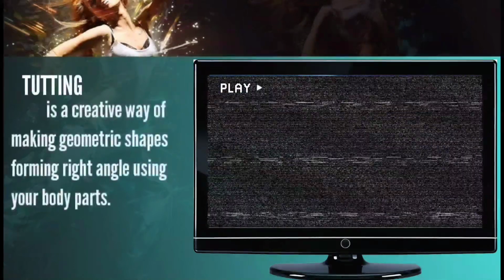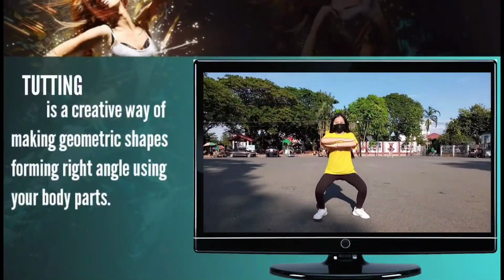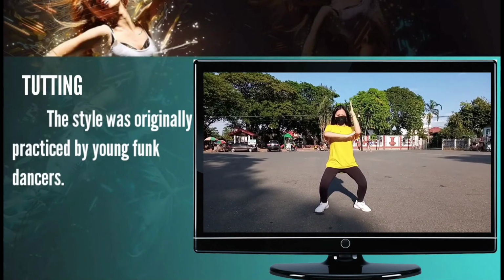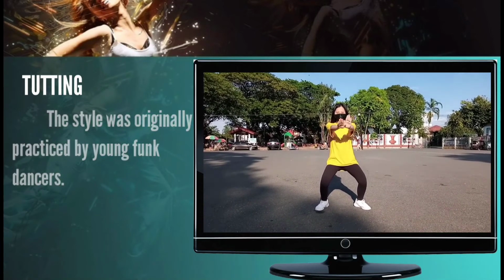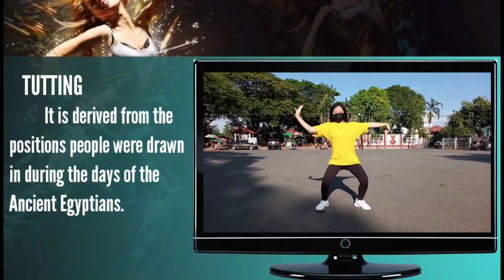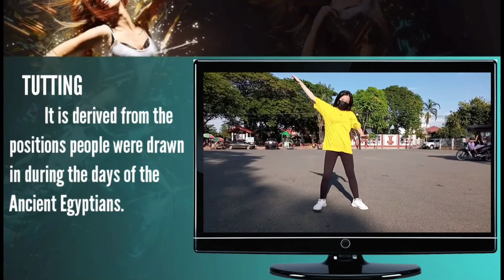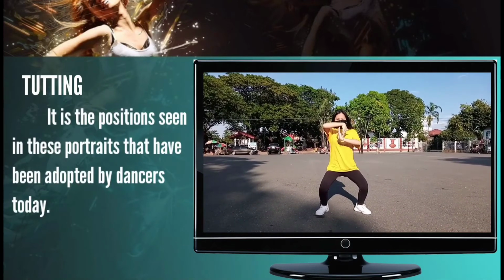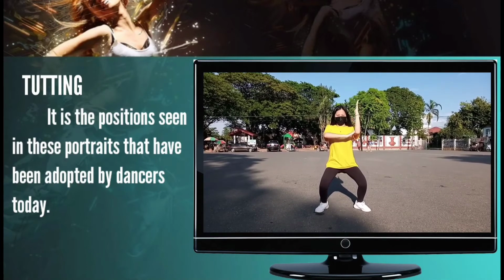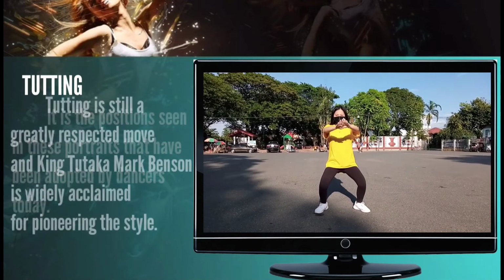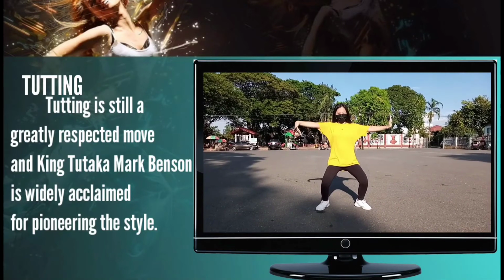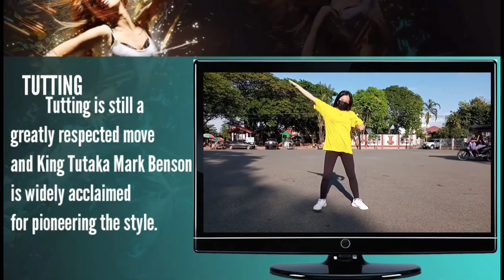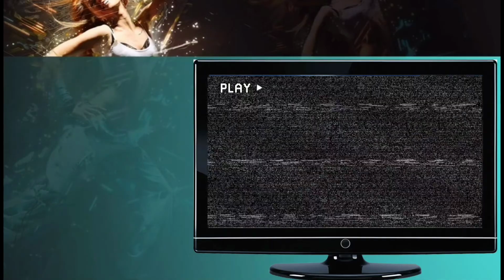Tutting. Tutting is a creative way of making geometric shapes, forming right angles using your body parts. The style was originally practiced by young funk dancers. It is derived from the positions people were drawn in during the days of the ancient Egyptians. It is the positions seen in these portraits that have been adopted by dancers today. Tutting is still a greatly respected move, and King Tut, Mark Benson, is widely acclaimed for pioneering the style.